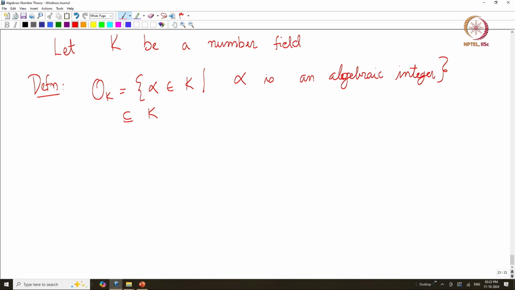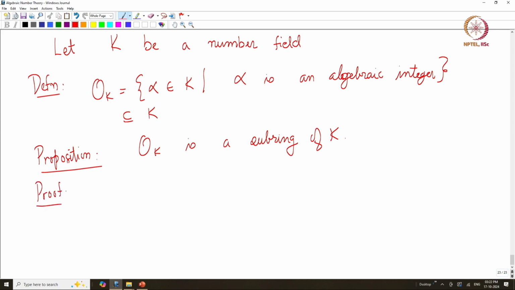and the first thing we are going to show about this subset is the following proposition. This is essentially a corollary of what we proved last time. O_K is a subring of K. I recall the definition of a field for you, but I am not going to recall the definition of a ring. I assume that all of you know what a ring is. So, here is a proof, a quick one.